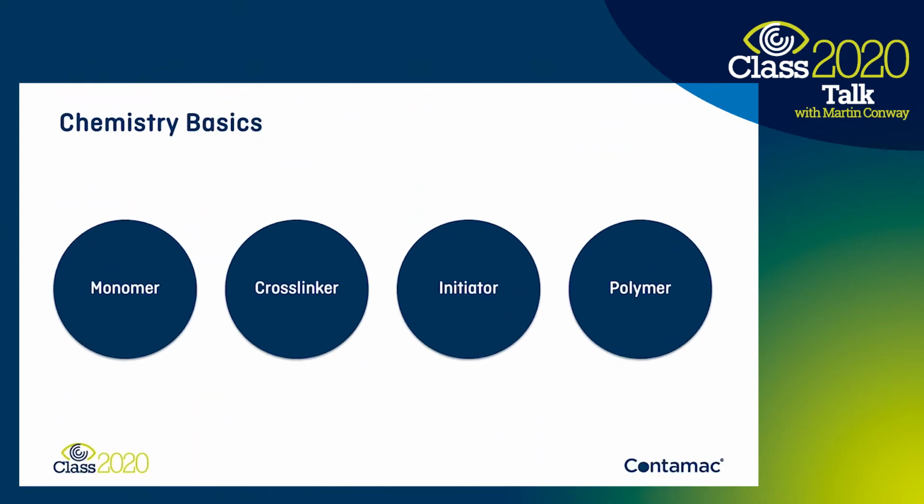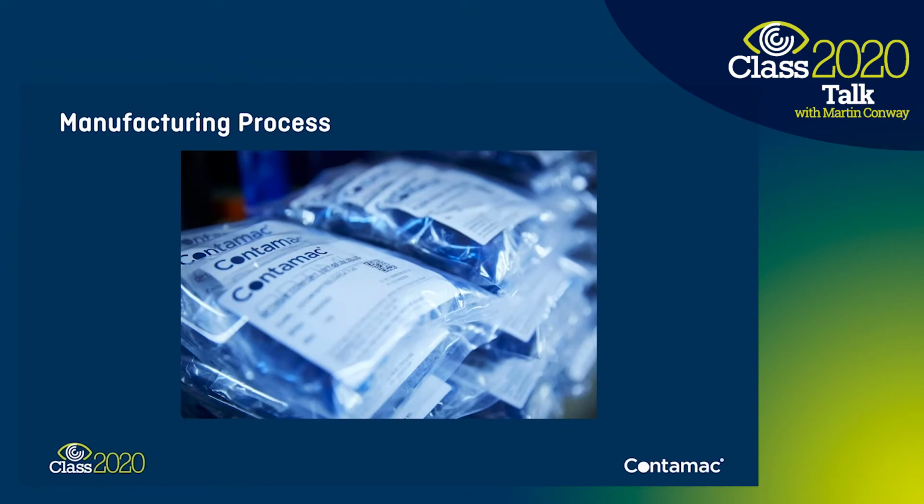So we understand the importance of carbon in the organic chemistry, that is what's forming our material chemistry. And we now know what a monomer is, what a cross-linker does, the initiator, and how that forms the end polymer. We'll now move on to look at manufacturing of these chemicals.